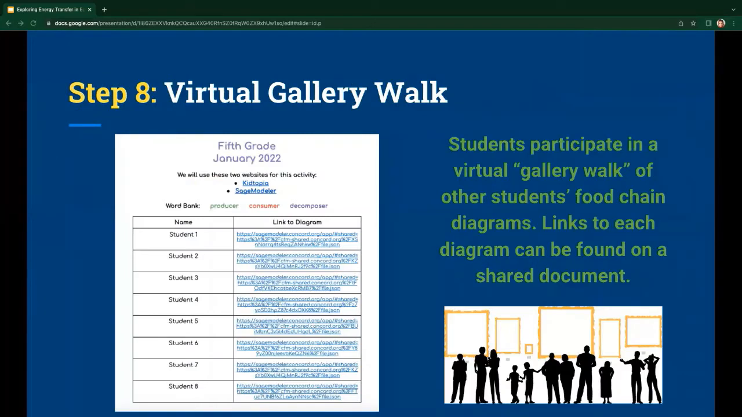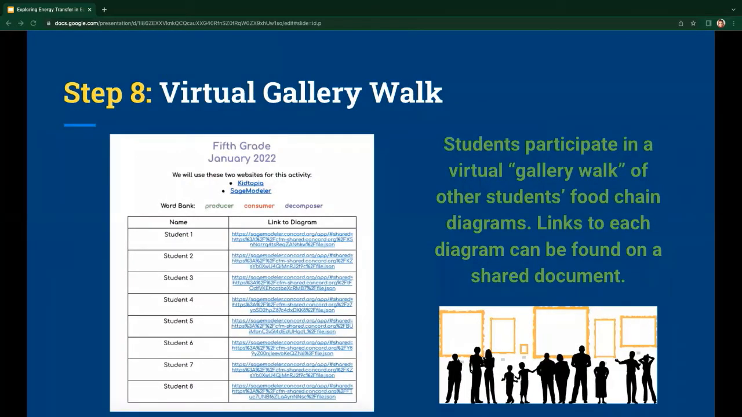Each student's food chain diagram has its own web address. Once students have added their web address to a shared class document, they can visit each other's food chain diagrams via a virtual gallery walk.